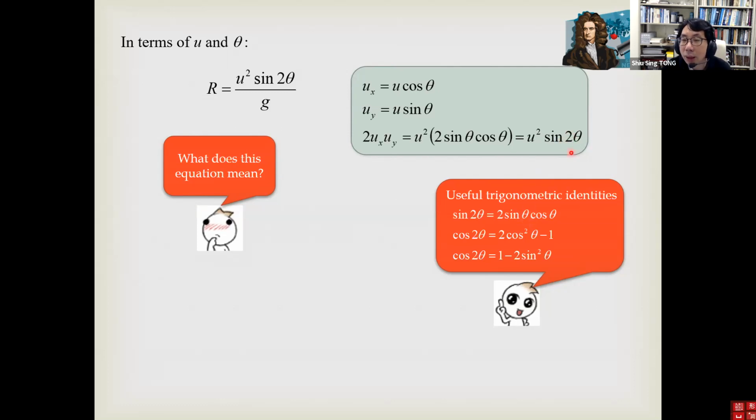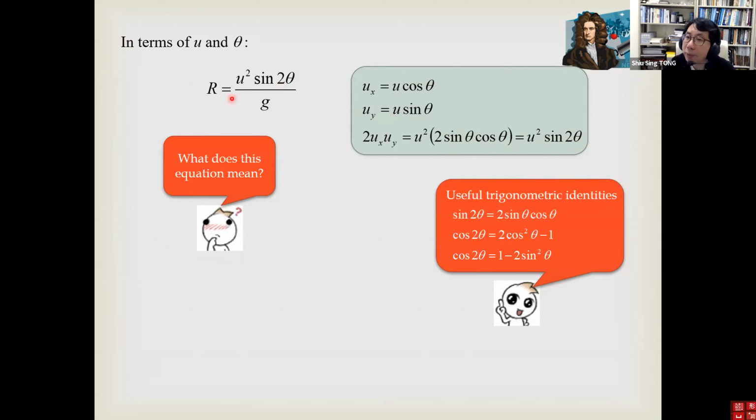And so, if you are required to use it, you know how to do it. So that is a trigonometric identity. And for the cosine, if you have cosine 2 theta, you can either express it as 2 cosine squared theta minus 1, or you can express it as 1 minus 2 sine squared theta. They are just equivalent to each other. So now with this identity, I can express the range R as u squared sine 2 theta divided by g.